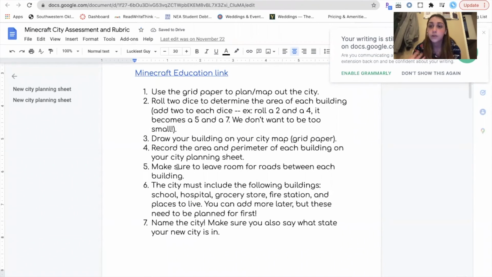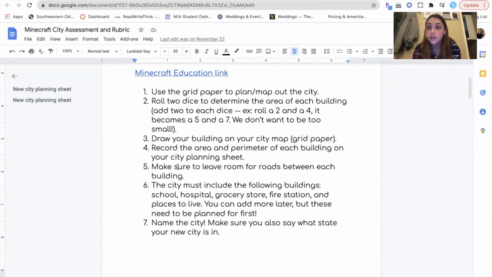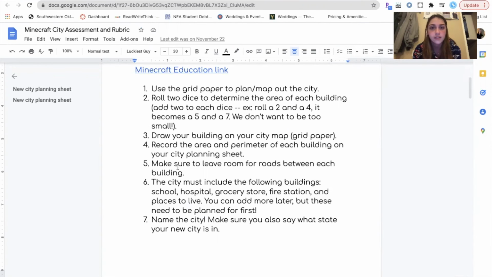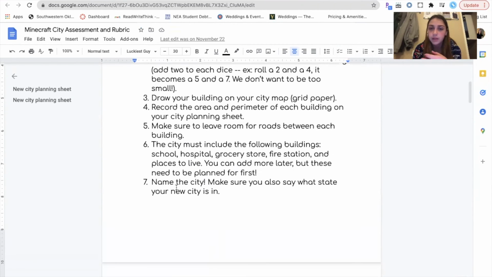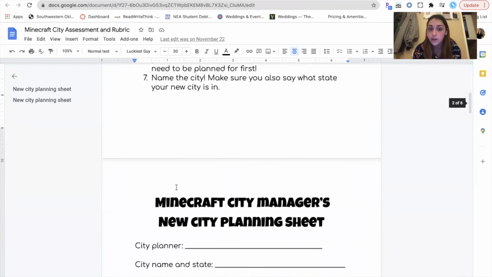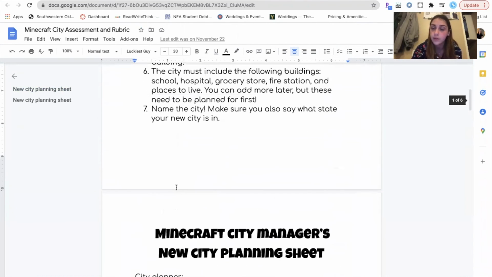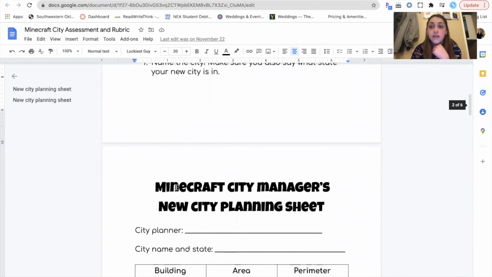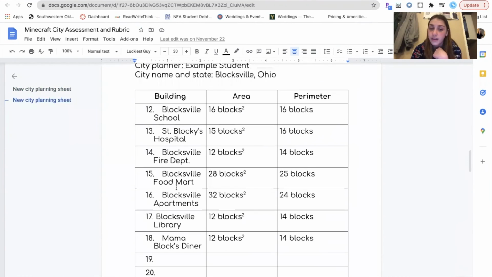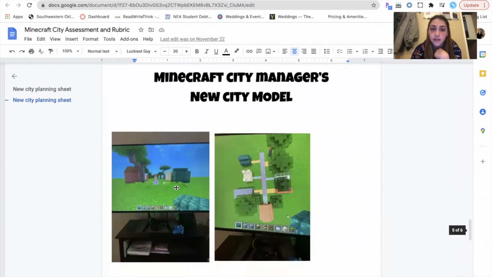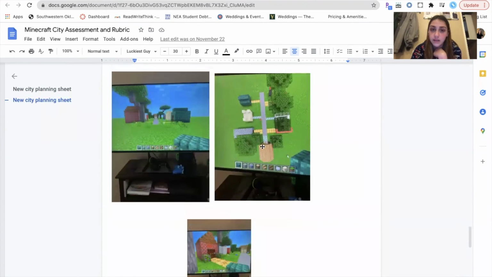You have grid paper to draw your buildings on. You're going to use dice to plan and map out your city on the grid paper. And so you're going to record what kind of building you have, the area, and the perimeter. There are a certain number of buildings that you have to have. You have to have these kinds of buildings. This is my example city. If you have extra time, you can make it look like this.